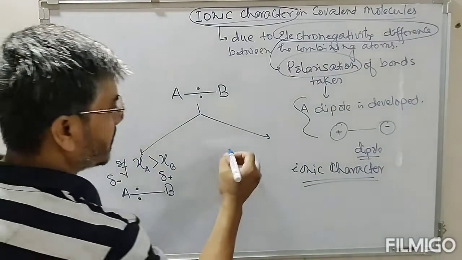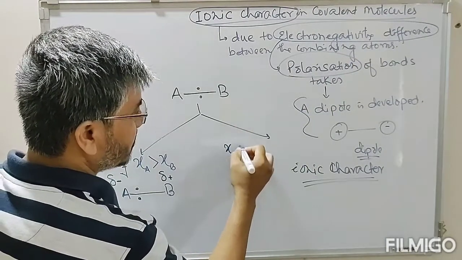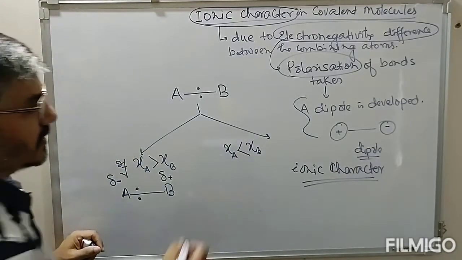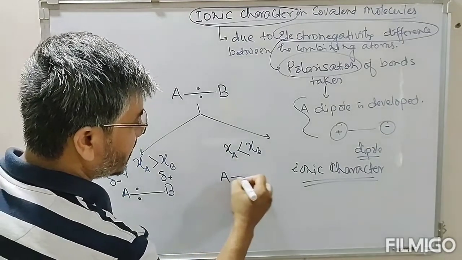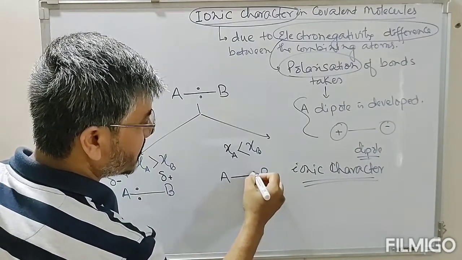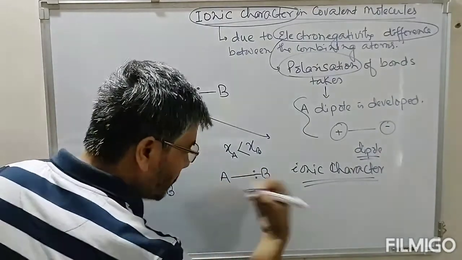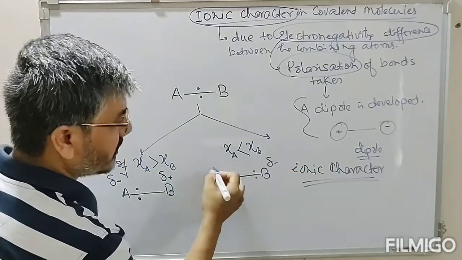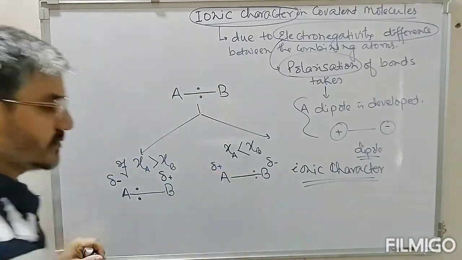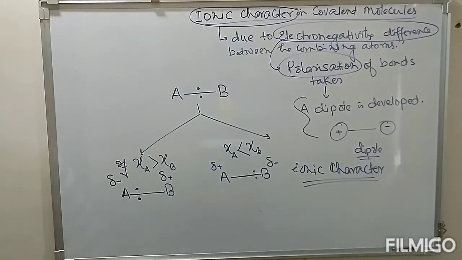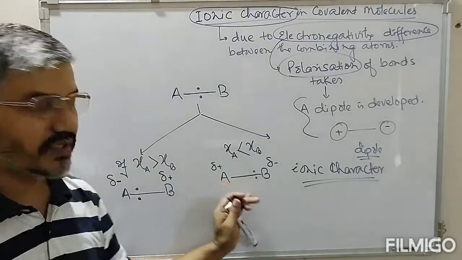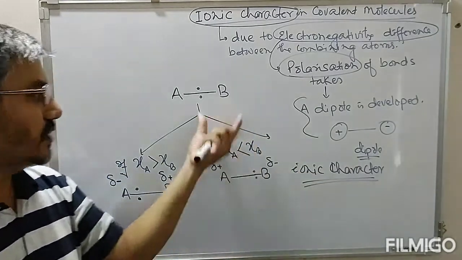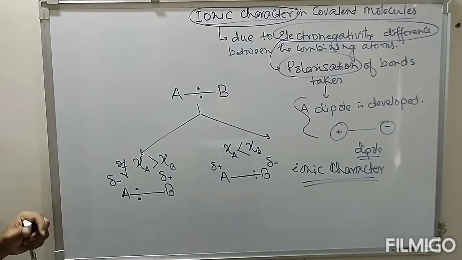The other way could be, if electronegativity of A is less than electronegativity of B, then the shared pair of electron will be more towards B. Since electron is moving towards B, so this B will acquire partial negative, A will acquire partial positive. So either way, there is development of dipole, or there is a polarization of pole due to electronegativity difference.